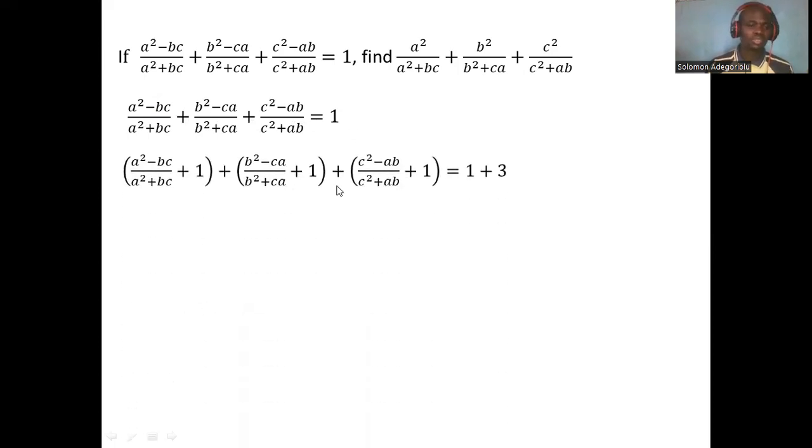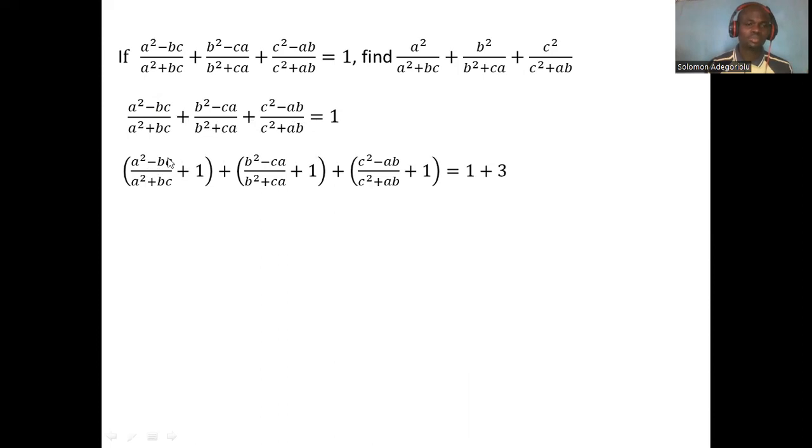The first thing we need to do is a little adjustment to this. What do we mean by that? We add 1 to this one here, add 1 to this side, and also 1 to this side. If you're adding 1 here, 1 here, 1 here, that simply means we are going to add 3 to this one, which will take us to this.